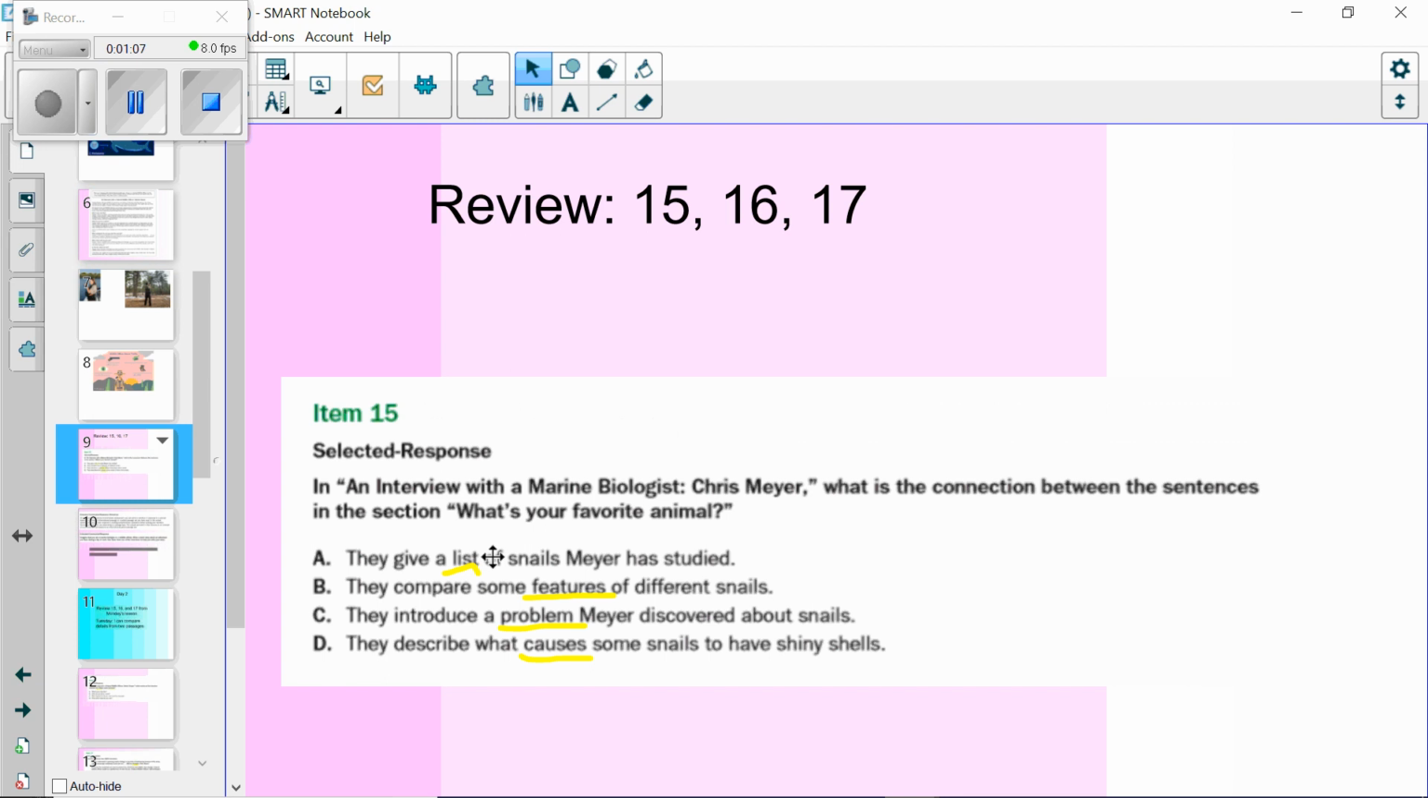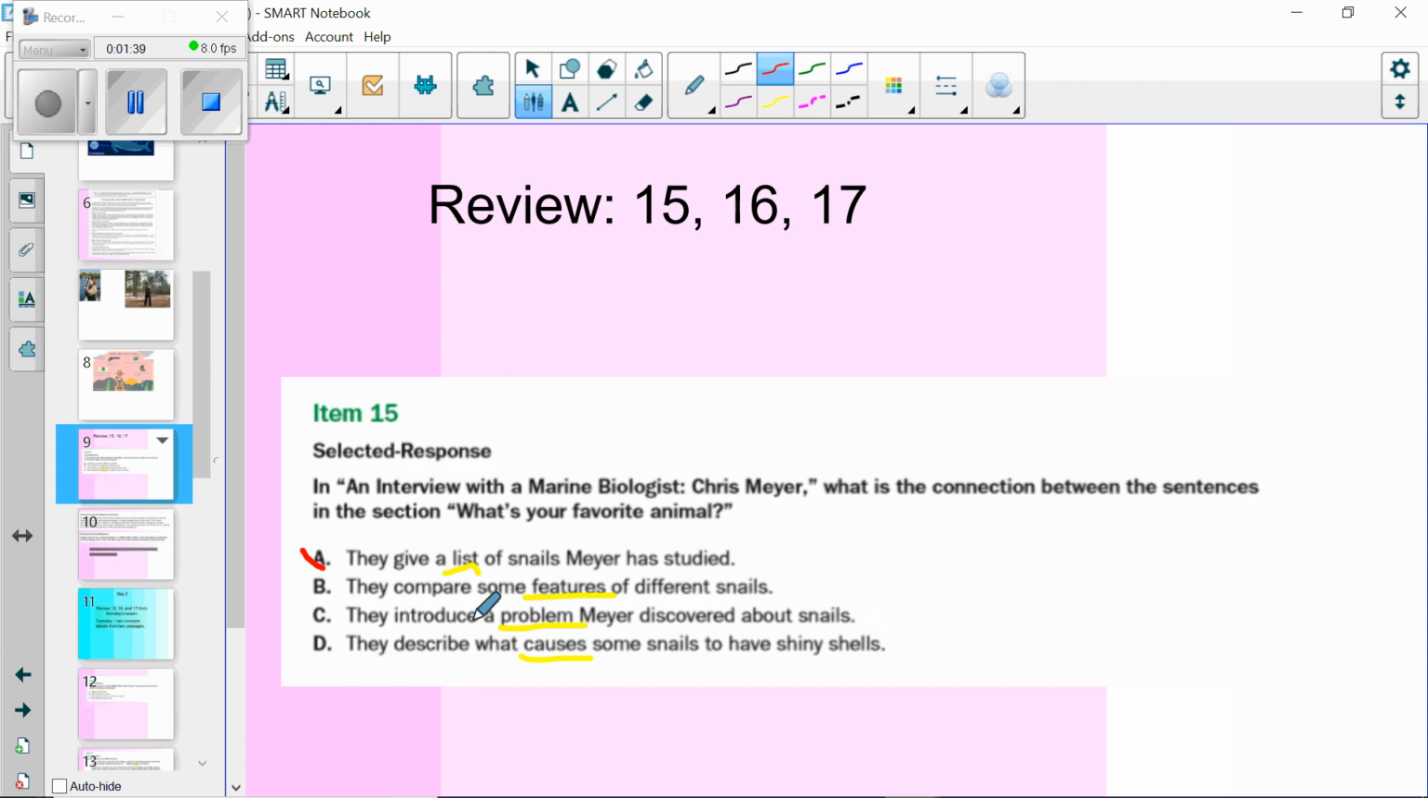Is it giving a list of the snails that Meyer studied? They compare features of different snails. They introduce a problem that Meyer discovered about snails, or they describe what causes some snails to have shiny shells. Now, let's go through some of these answer choices. The only type of snail that is listed is the cowrie. So choice A is not correct because it does not give us a list of other snails that he has studied.